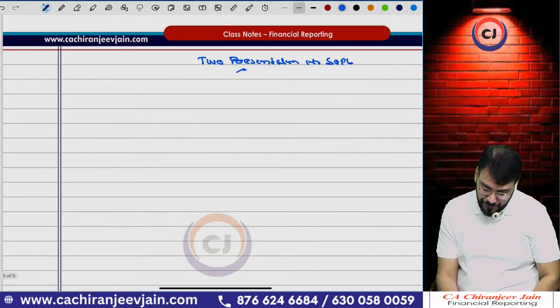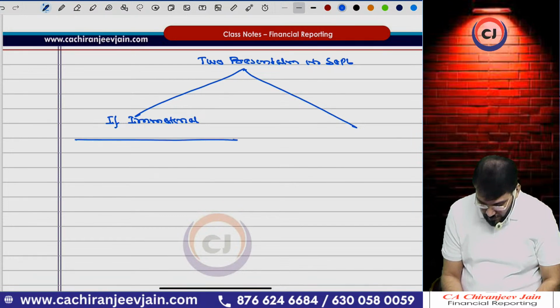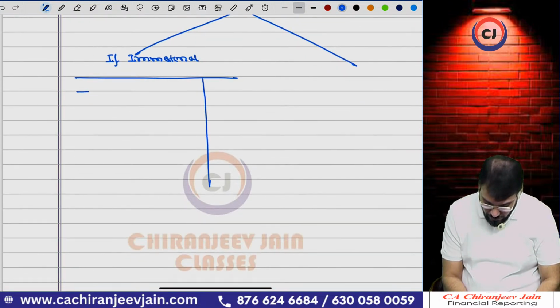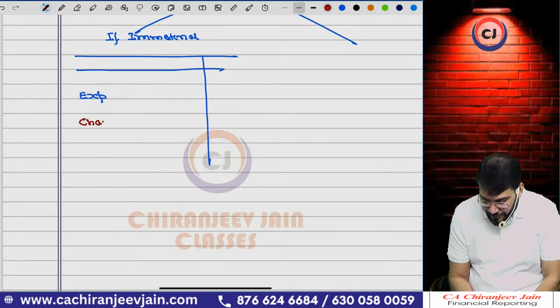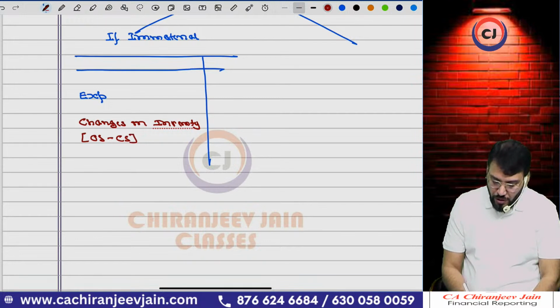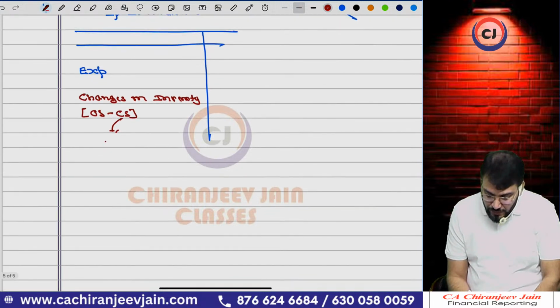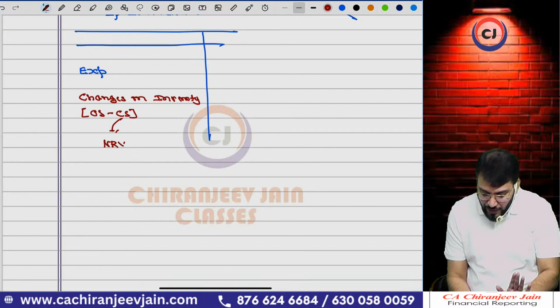In SOPL, if immaterial, under expense, we write down changes in inventory. Changes in inventory means what? Opening stock minus closing stock. So this closing stock, then add on at NRV. Understood? Closing stock written down at NRV.